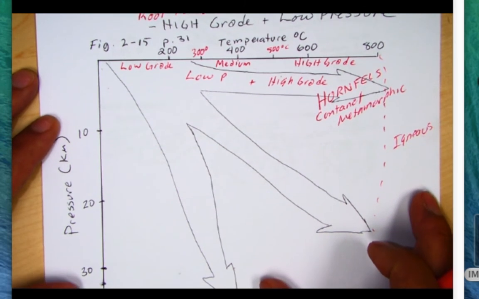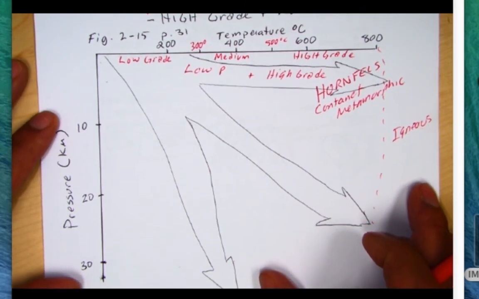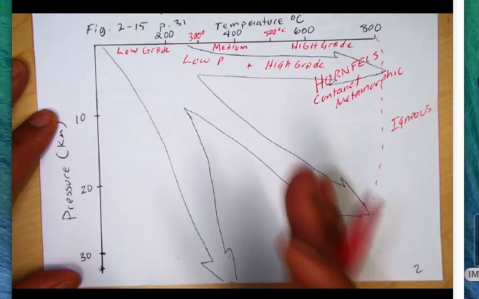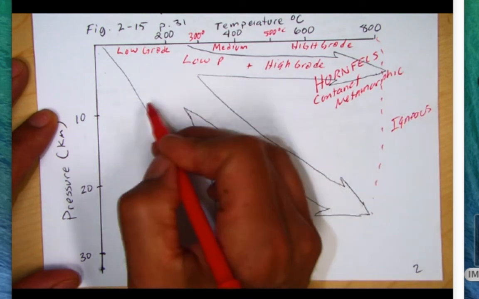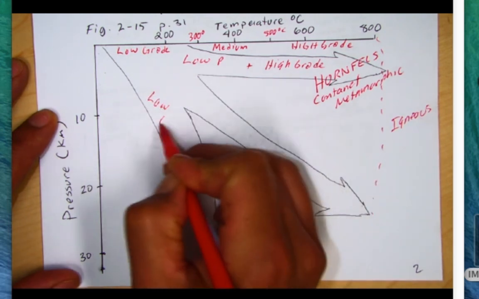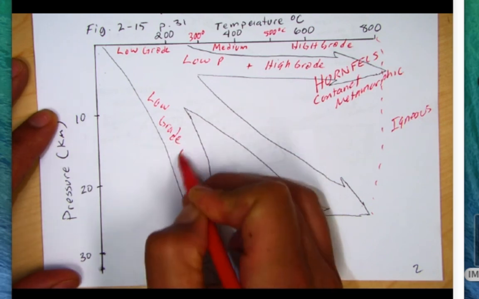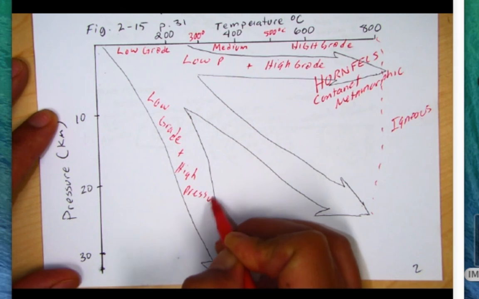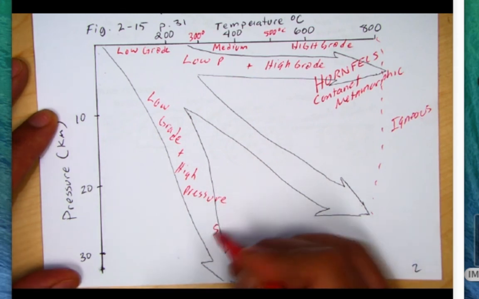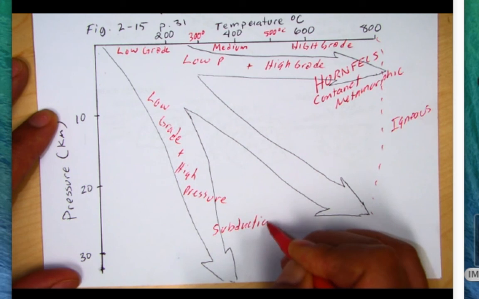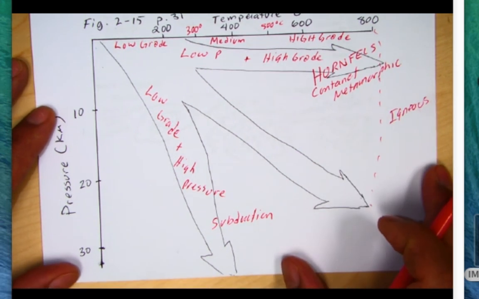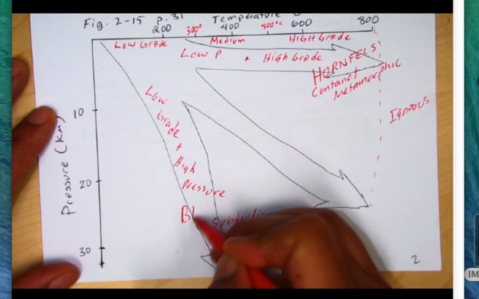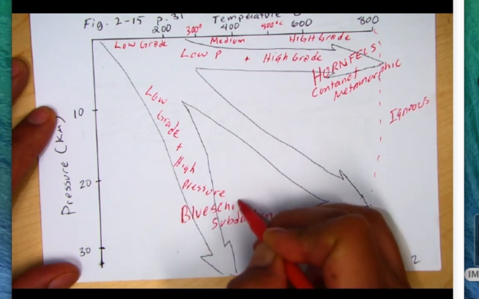Now, in the Franciscan Formation, at a subduction zone, we'd expect to see very high pressure but low grade. So we start to stay in this low grade field. So there's going to be low grade, low temperature, and high pressure. So that's what we expect to find in a subduction zone. So we'll put subduction here. And these rocks have an important name as well. Like hornfels, these are going to be called blueschist. And literally the rocks are blue schist.